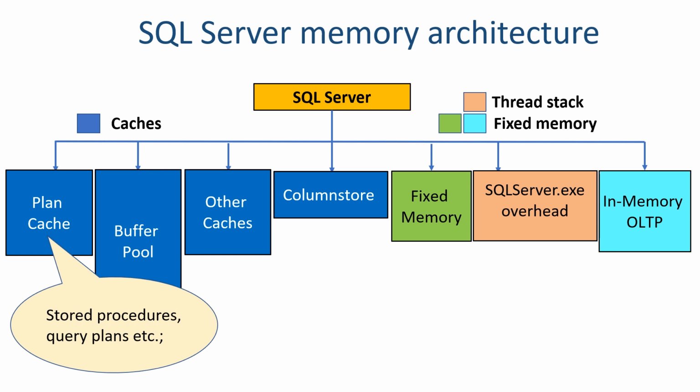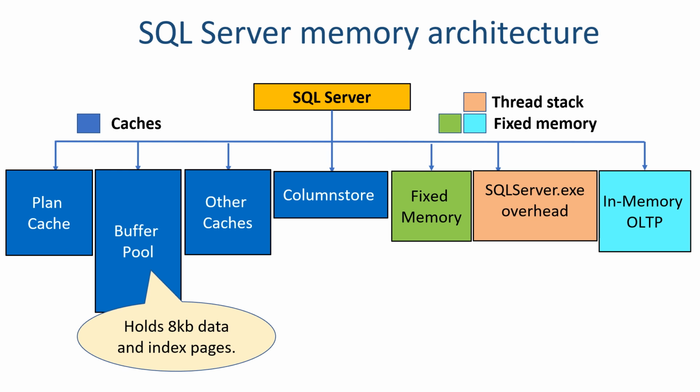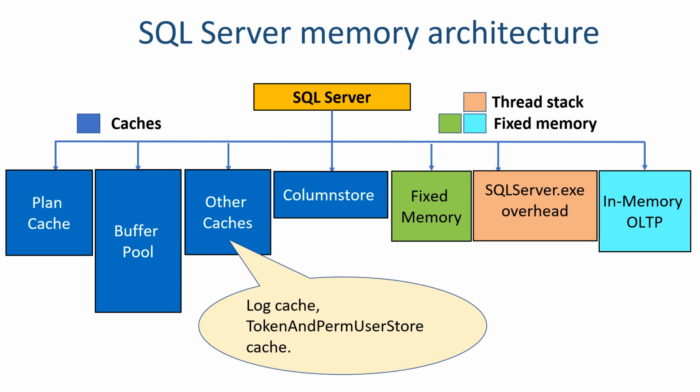It holds the stored procedures, query plans, etc. The buffer pool holds the 8 KB data pages as well as the index pages, and it is the biggest memory component. There are also other types of cache like log cache, token and perm user store cache.